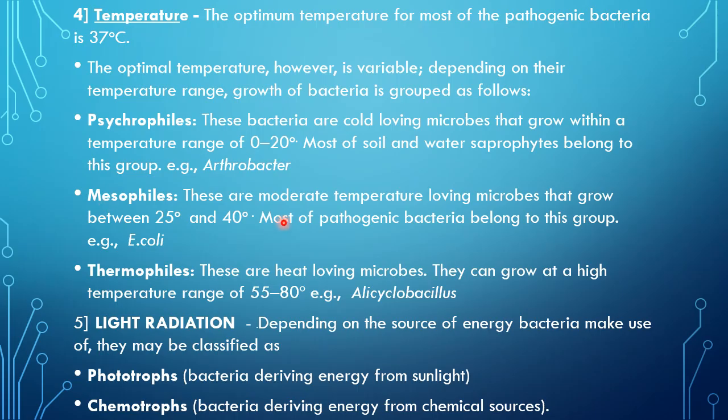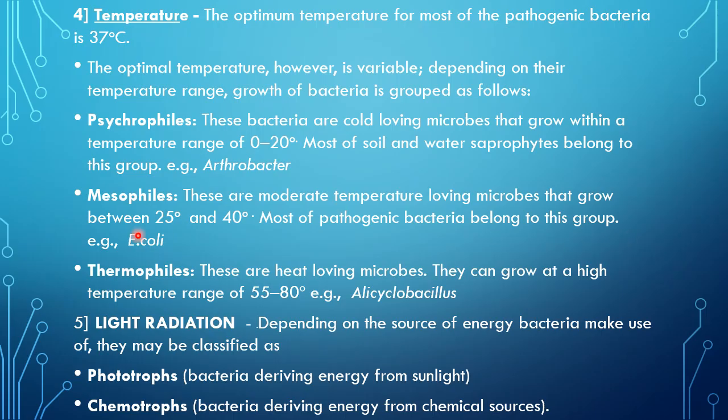Okay, so these are moderate temperature loving microbes that grow between 25 to 40 degrees. Most of the pathogenic bacteria belong to this group. Most of the disease causing bacteria have an optimal temperature which falls between this range only, that is 25 to 40.